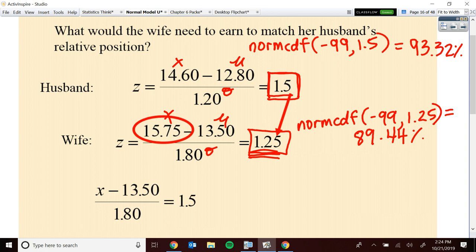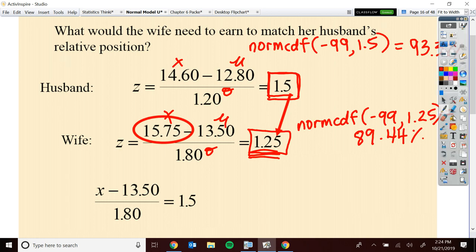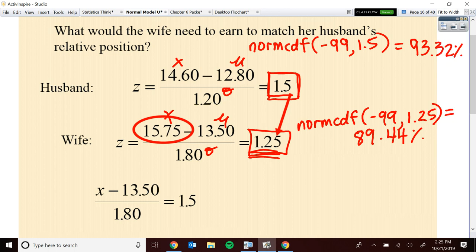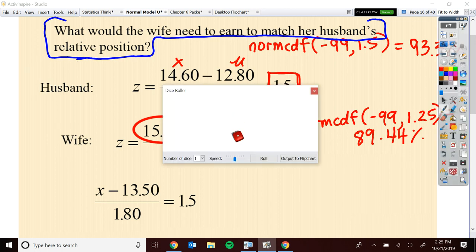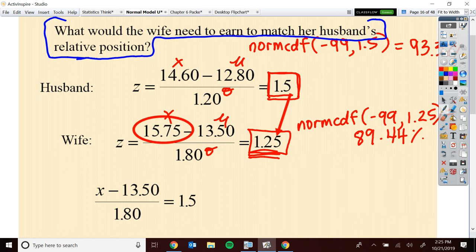All right, but here's what's happening. This is asking a question, and I want you to think in your mind what it is really asking, because I don't want to translate it for you. It says, what would the wife need to earn to match her husband's relative position? Okay, so let's go with the odds telling the evens real quick. Try that. Go around. What is that really saying?